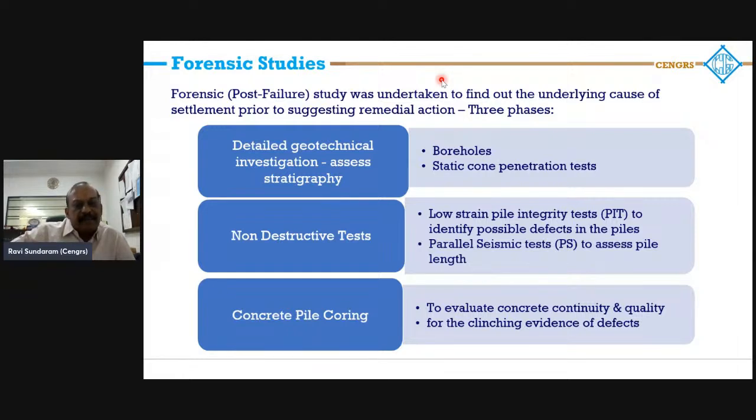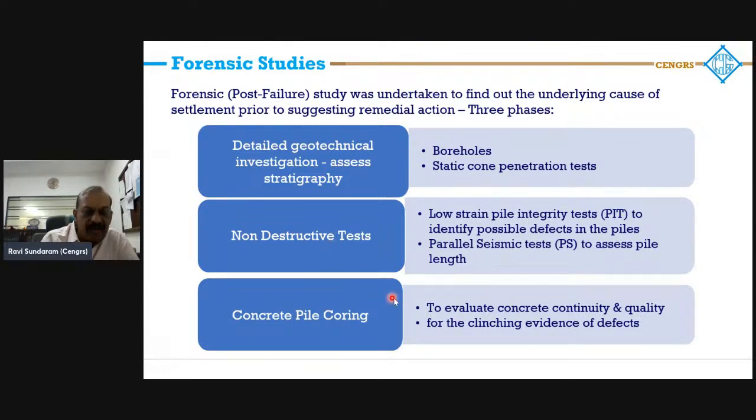Prior to suggesting remedial action, the investigation was carried out in three phases. First was a detailed investigation to assess these strata and figure out what happened. So boreholes and static cone penetration tests were performed. Then non-destructive tests were performed: low-strain pile integrity tests and parallel seismic tests. These were done to assess the pile length.